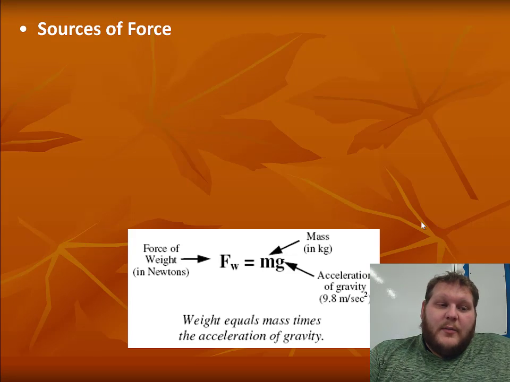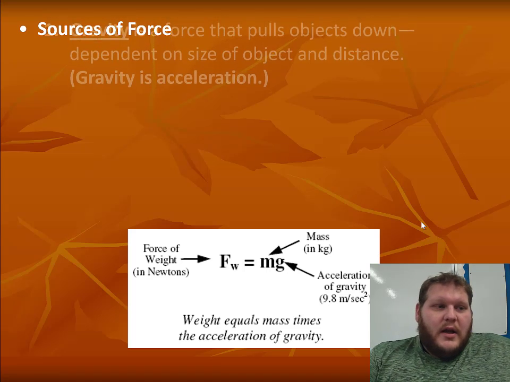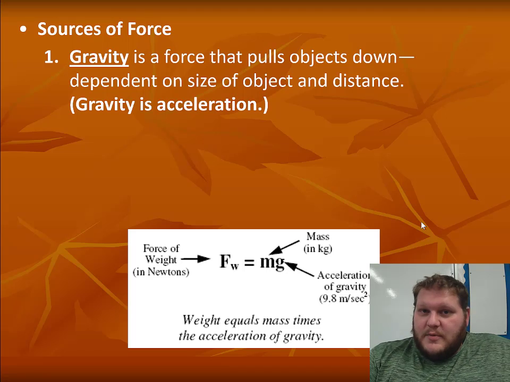There are a whole lot of different forces out there, and where the force comes from varies greatly. Gravity is the most common one. It's the one we've seen the most. It's a force that pulls down on an object depending on the size and the distance. We know gravity is an acceleration. We know here on Earth that acceleration is 9.8 meters per second squared.